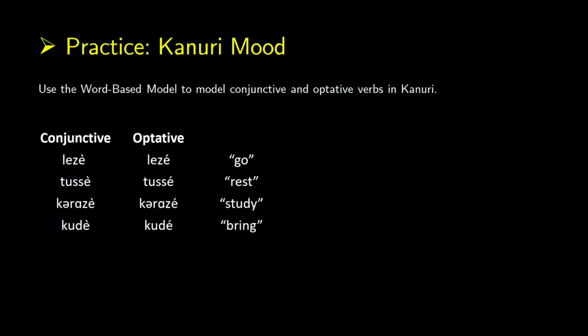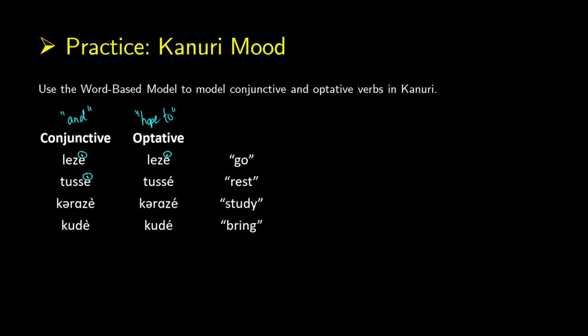So let's take a look at something with tone. So this is Kanuri mood, and we have conjunctive mood and optative mood for each of these verbs. Conjunctive mood just means that you can chain another verb afterwards, and it just means and. So go and, rest and, study and. So we'll put and above here. The optative is like a hope to. So optative go would be I hope to go, I hope to rest, I hope to study, I hope to bring.